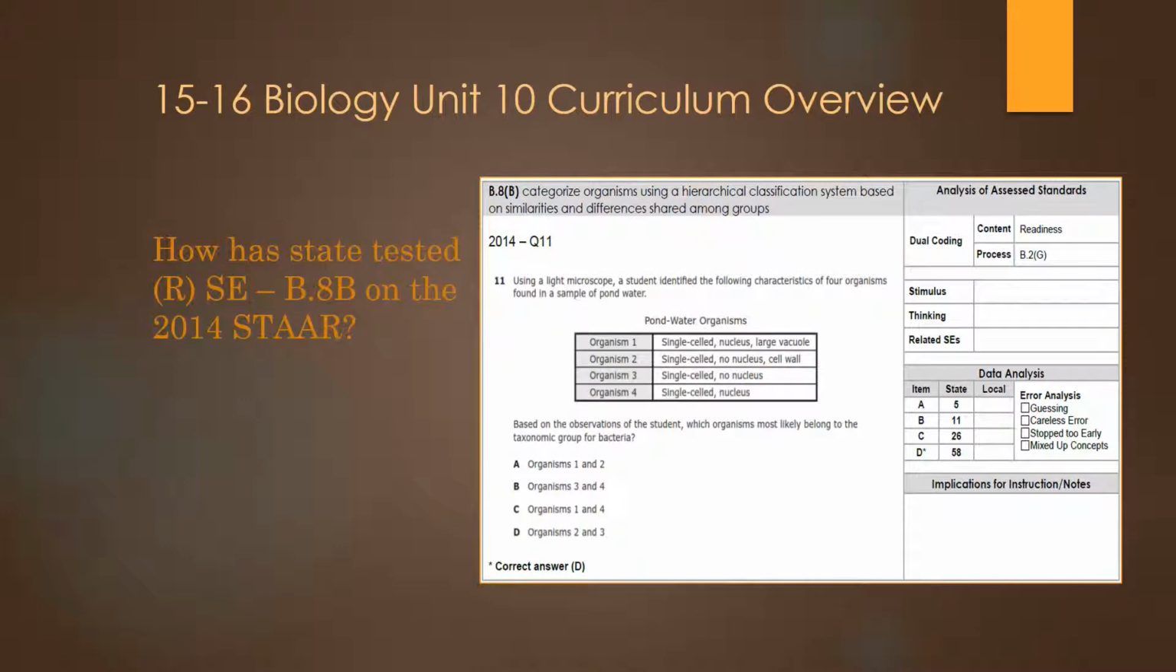Now I won't go through all of the questions, but as you can see, there are different types of tables and diagrams used to classify organisms, looking at their similarities and differences. And a table is one of them. And in this question, it's a readiness standard being addressed again, and they're using a processing skill.